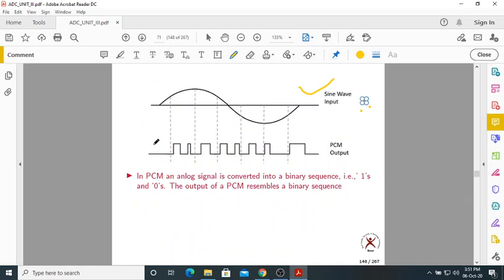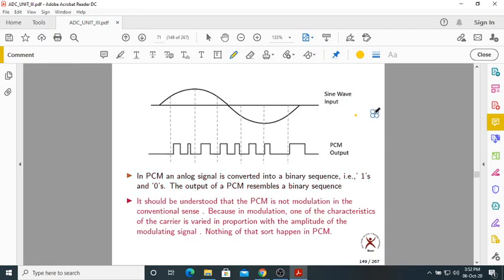So we have seen all types of modulation techniques, AM, FM, PM. There the parameter of the carrier is changing according to the message signal. So that is the definition of modulation. But here nothing is changing. So that's why conventionally it is not a modulation technique at all.